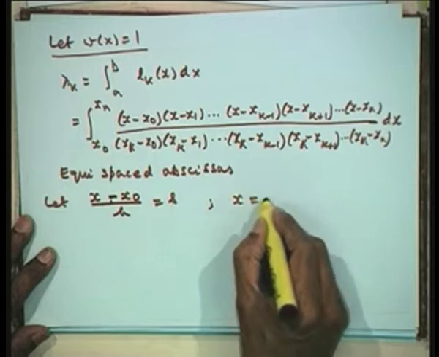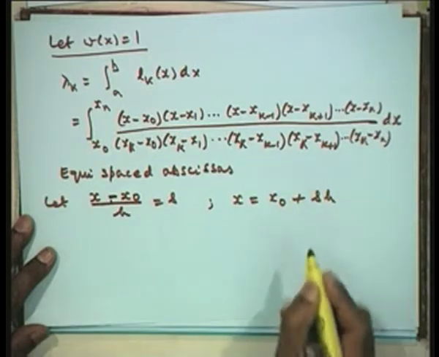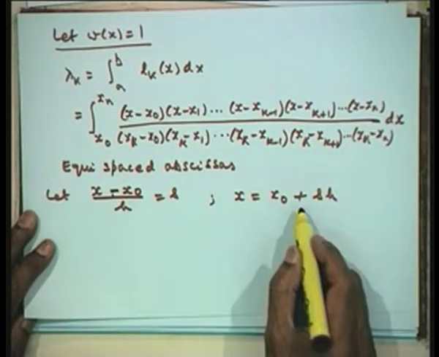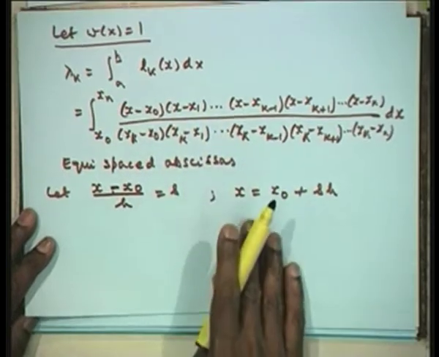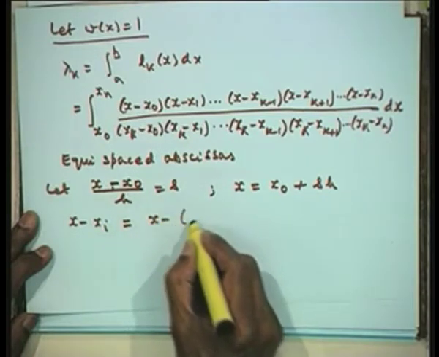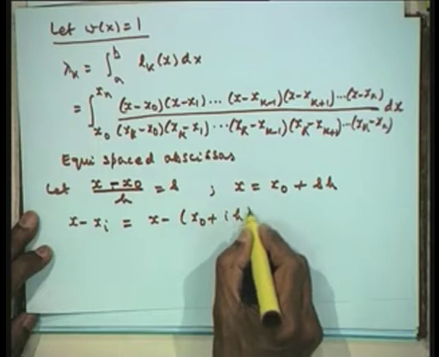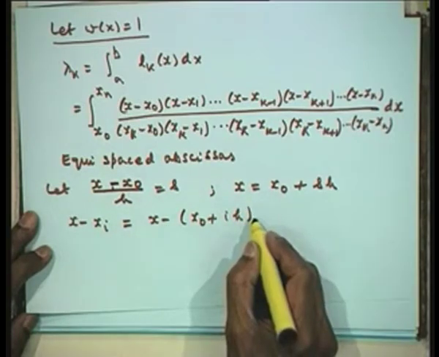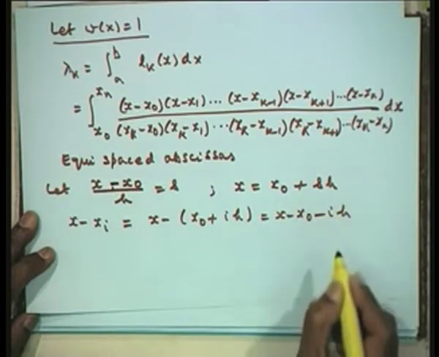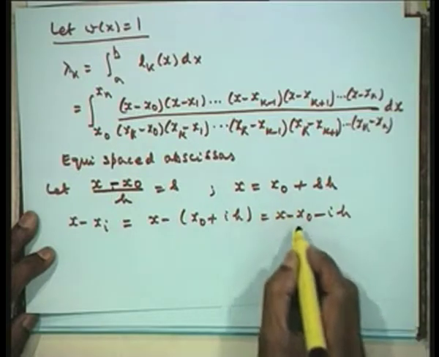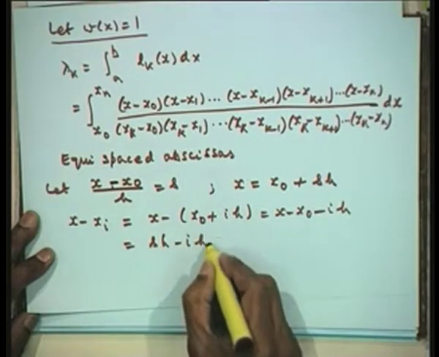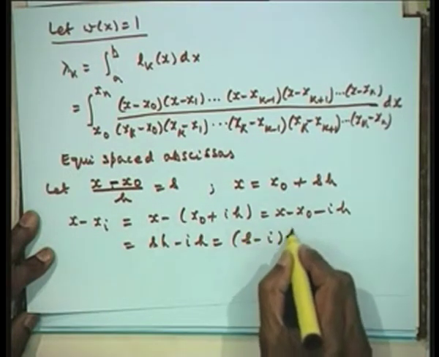Which is same as x is equal to x naught plus s h. Now, with respect to this particular substitution, I would like to derive what is the numerator and denominator. For example, x minus x i would be equal to x minus x naught plus i h, since x i is equal to x naught plus i h, which is same as x minus x naught minus i h, but x minus x naught is s into h, that is equal to s into h minus i into h, that is s minus i into h.